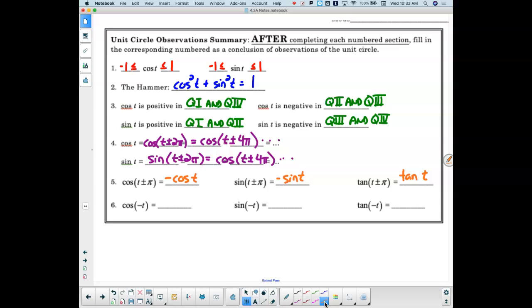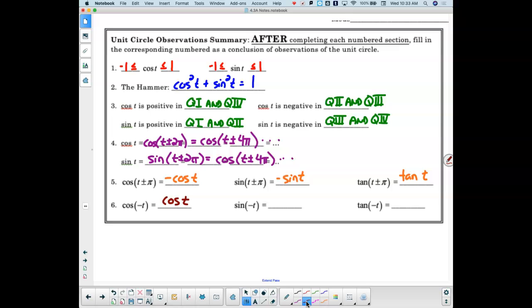And then in number 6, we've talked about going the opposite direction. So if I go in the positive direction for a t value, and then I go in the negative direction for that same t value, some certain things are going to happen. First off, cosine is going to stay the same if you go in the positive direction or the negative direction. Your cosine value is going to stay the same.